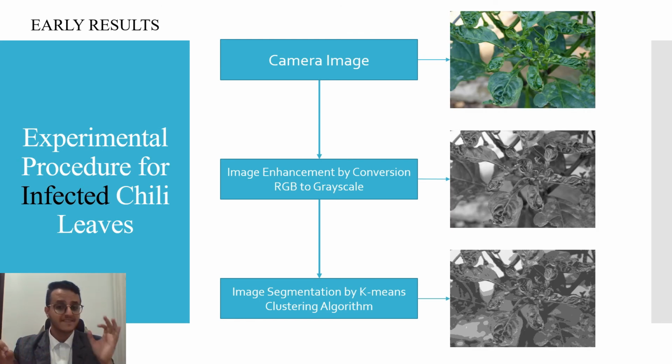Early result of infected chili leaves, done in 3 steps. The first step is image acquisition, done by capturing the image using a camera as shown here. The second step is image enhancement by converting the RGB image to a grayscale image as illustrated here. The third step is image segmentation, and that is done by the k-means clustering algorithm.